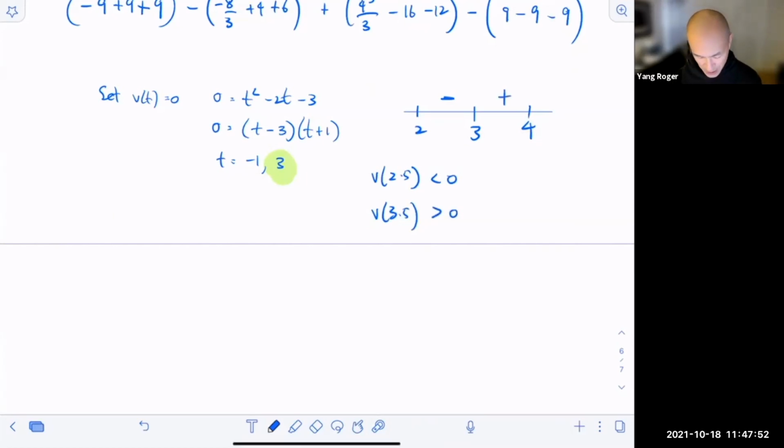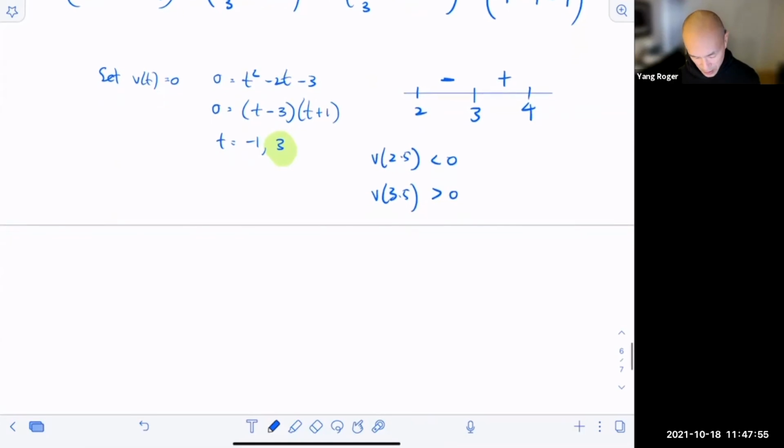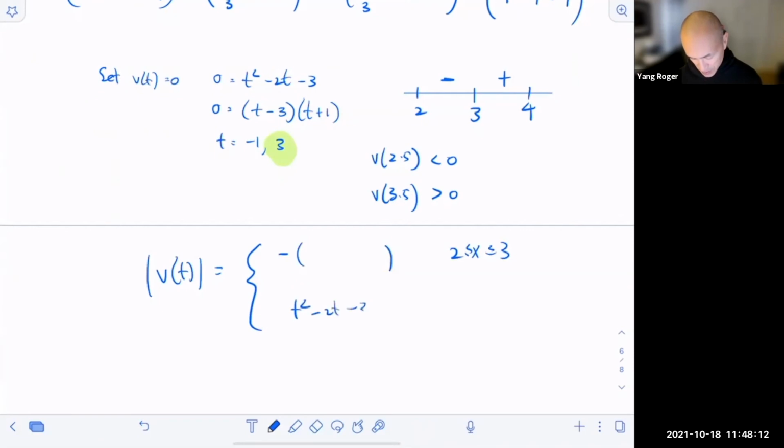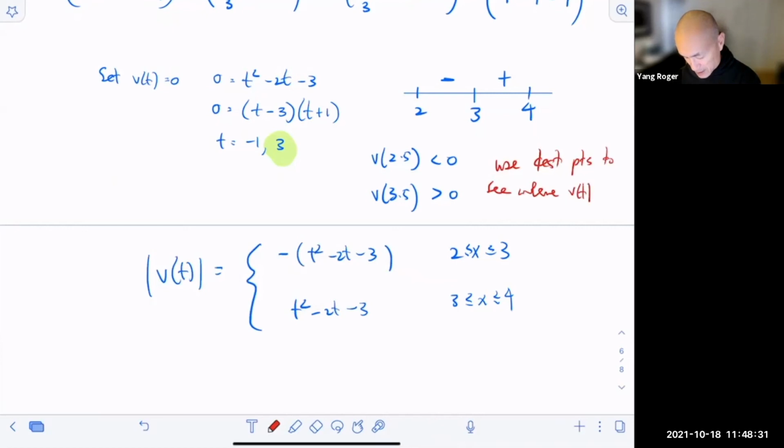So that part's positive. So that would be another way that you would know that when you want to write down the absolute value of V of t, it's going to be negative the original function for the t values from 2 to 3. And it's going to be the original function t squared minus 2t minus 3 from 3 to 4. This way it doesn't involve graphing at all. It involves using test points. Use test points to see where v of t is less than 0.